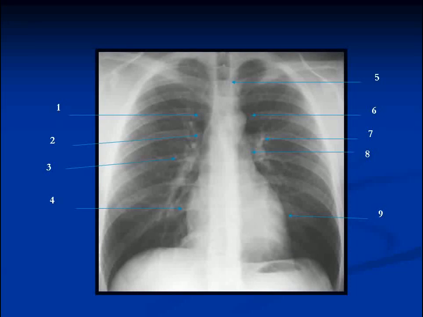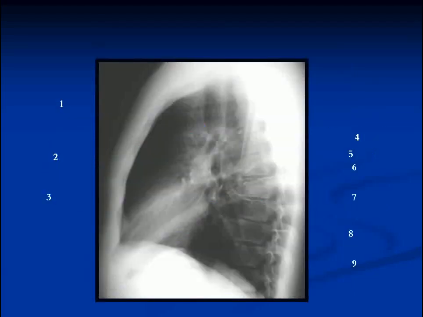Now anytime you see a chest x-ray, you should look for these different structures. The more you see, the more you'll be able to recognize. Anytime you have consolidation in the lung, you're going to lose some of these borders.